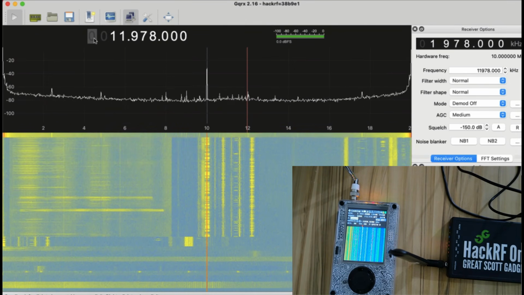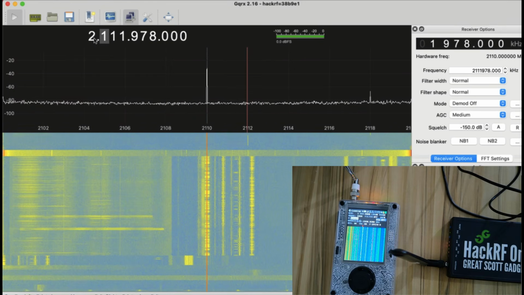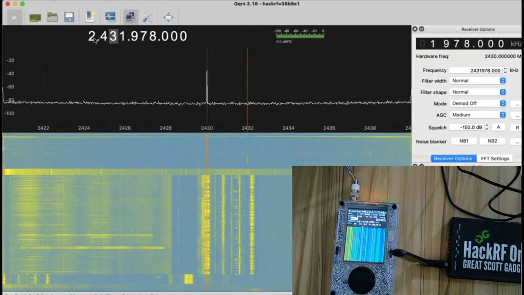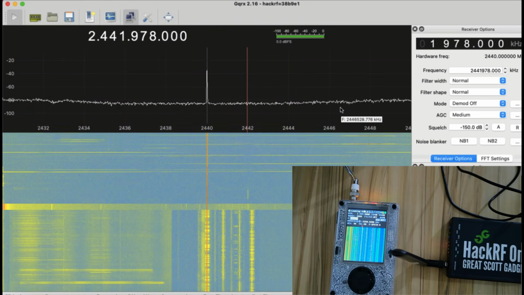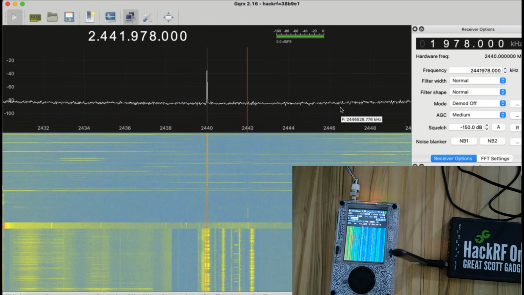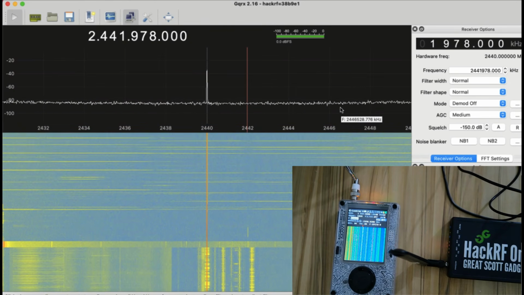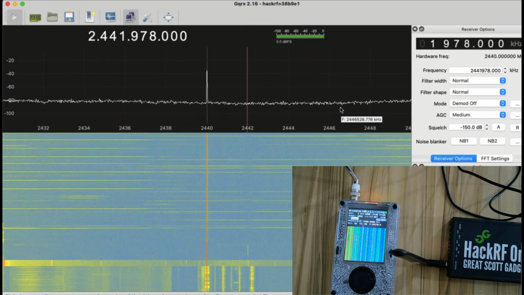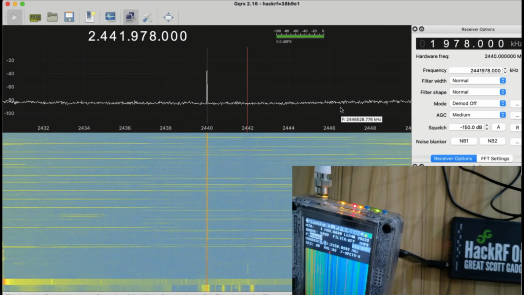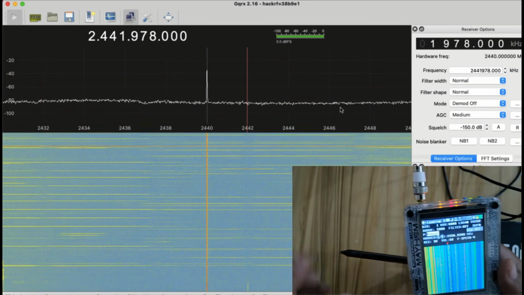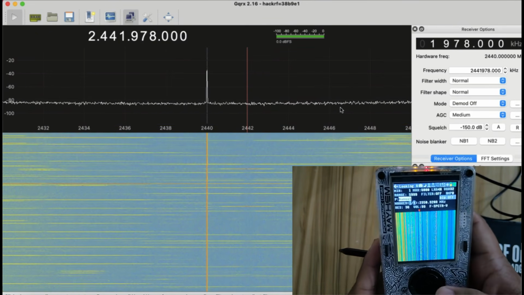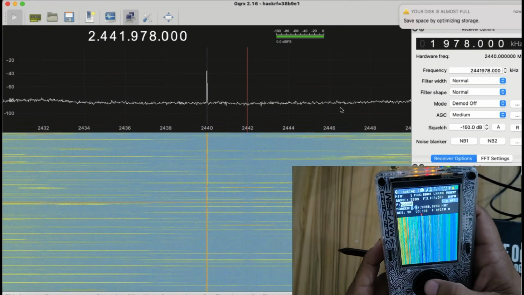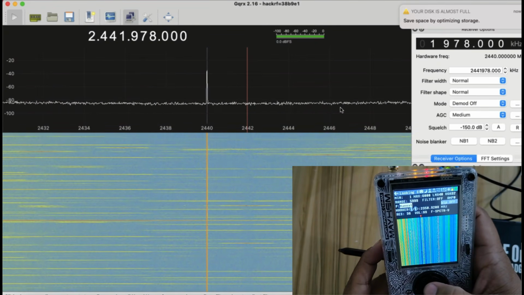I can also tune into somewhere around 2.4 gigahertz. There's also a spike, so this is somewhere around your Wi-Fi band. You can individually tune in here, but using Portapack, I'll be able to actually show you the entire band, which looks something like this, which is amazing. Now, I'm going to remove this from the screen, and right now this is based on manual.